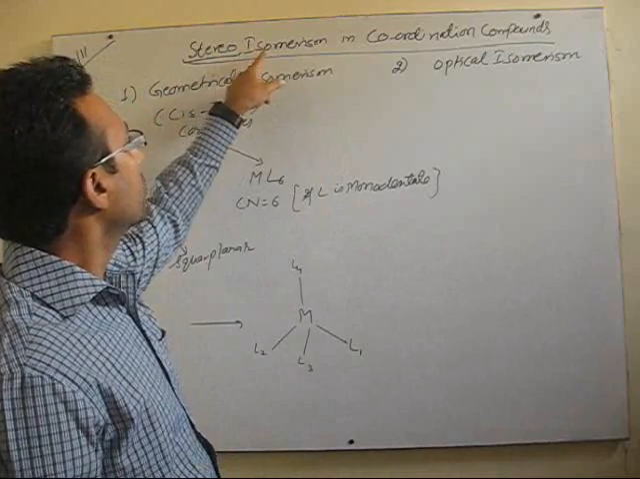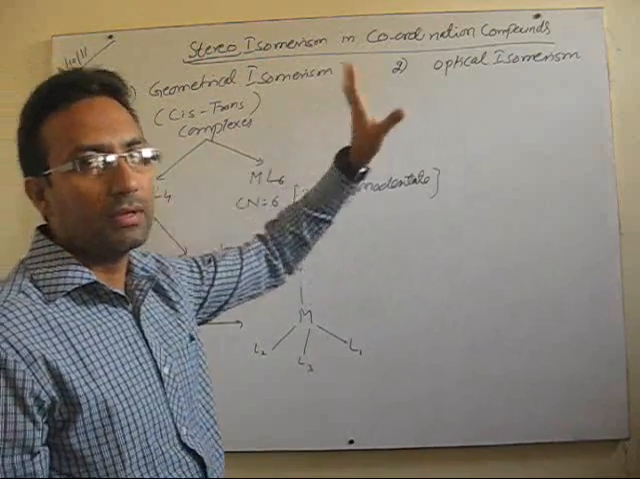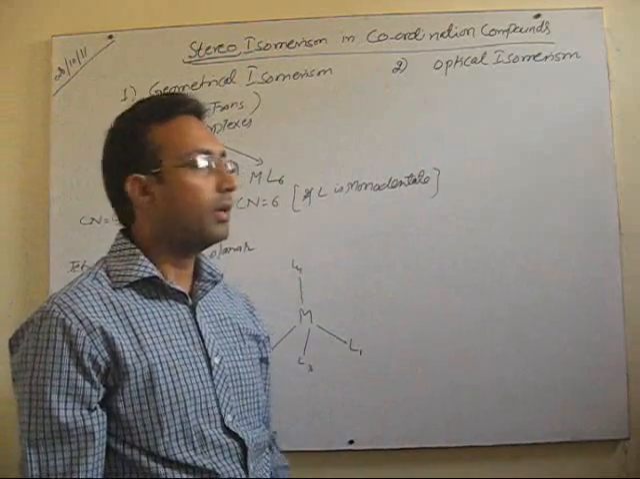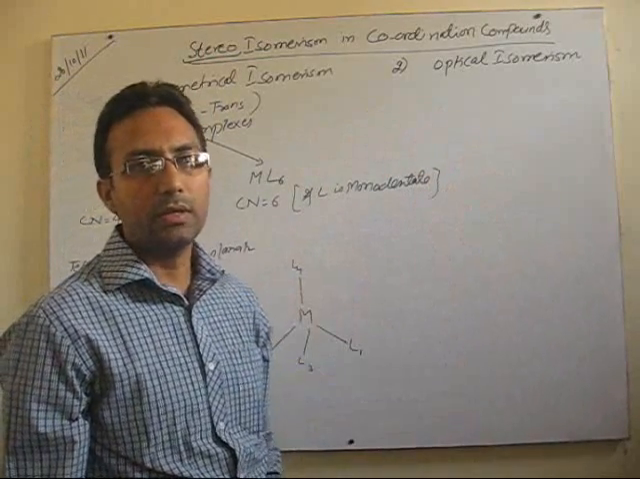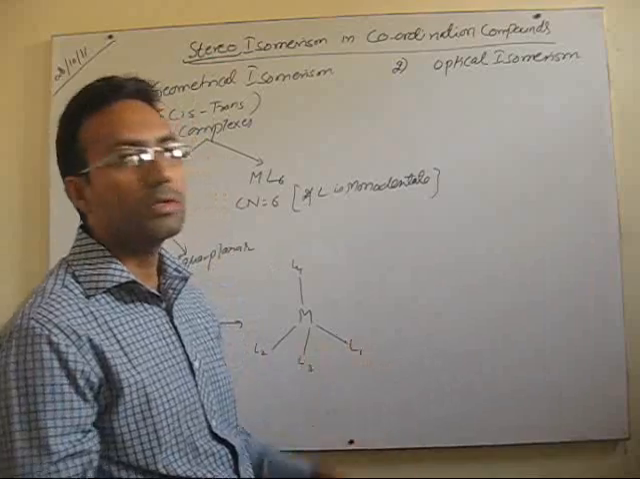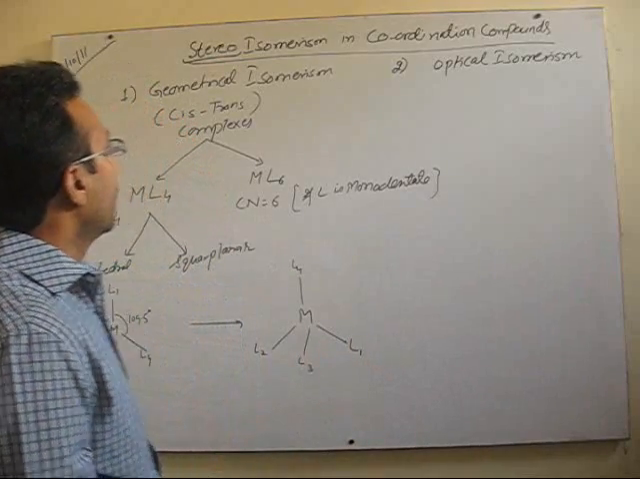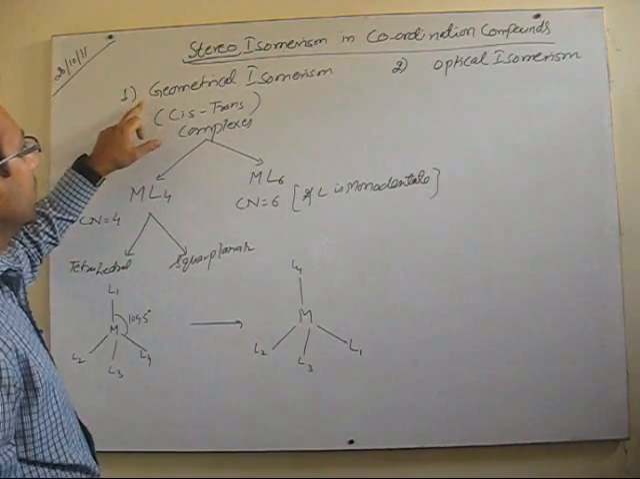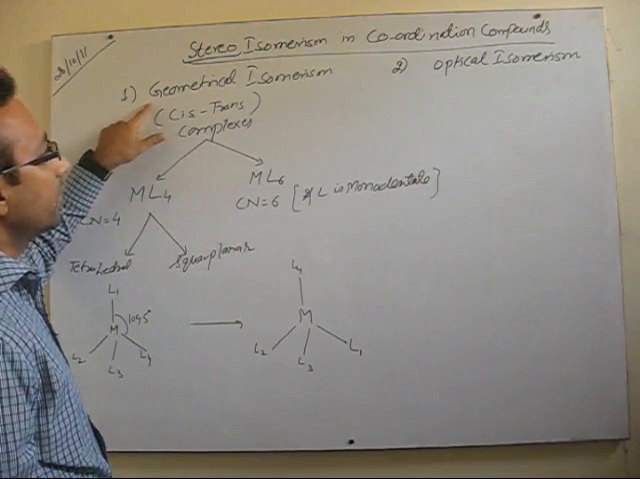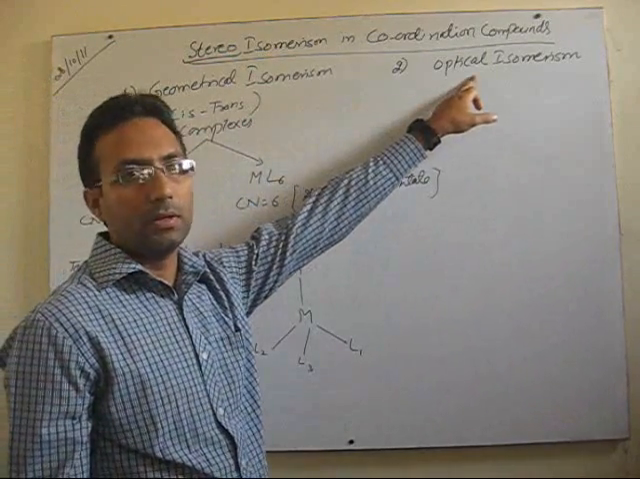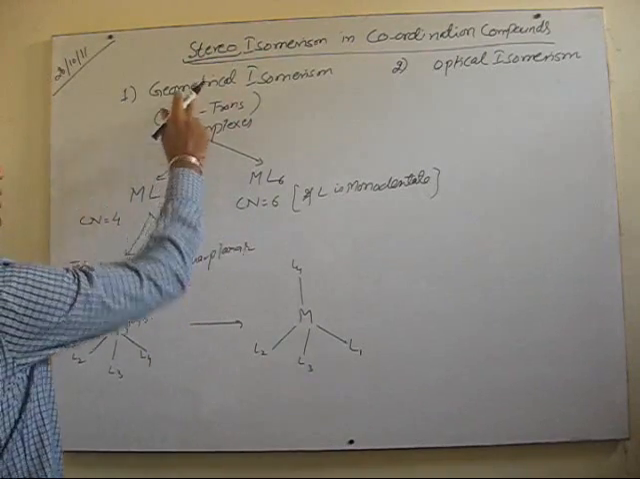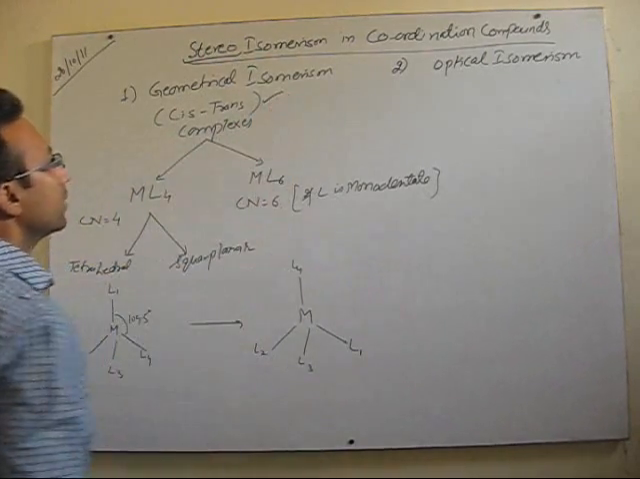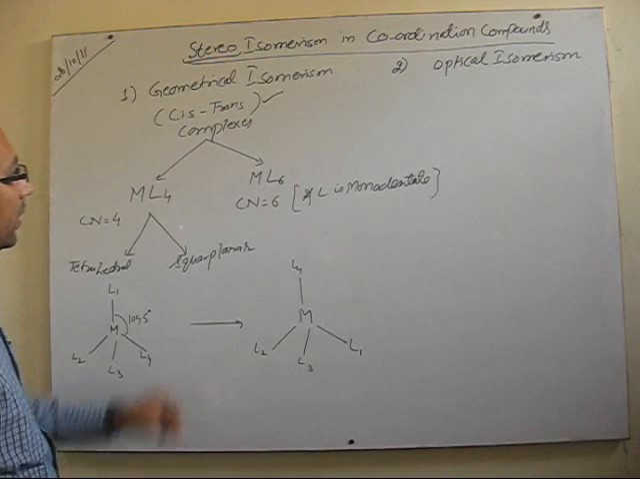In the case of stereoisomerism, the two compounds have the same molecular formula, but they differ in the spatial arrangement of their atoms or group of atoms around the central atom. Now, the two categories in this case are geometrical isomerism and optical isomerism. Let's first discuss in detail geometrical isomerism, which is commonly also known as cis-trans isomerism.